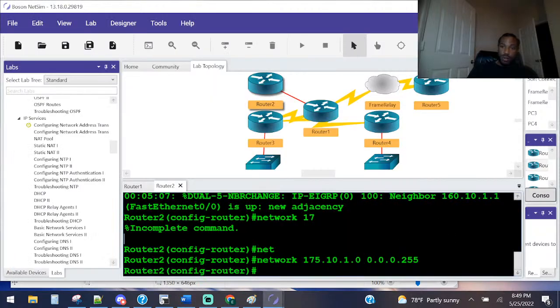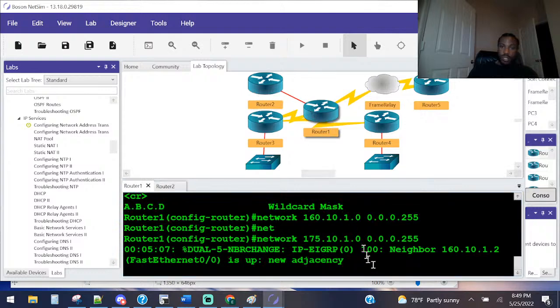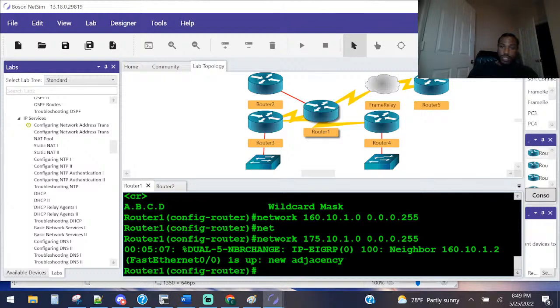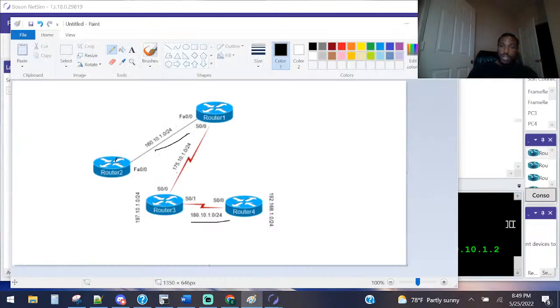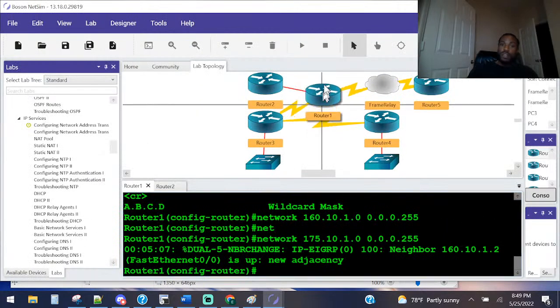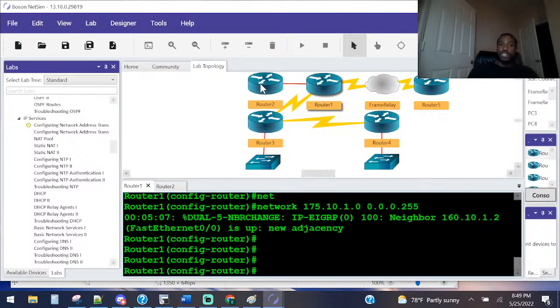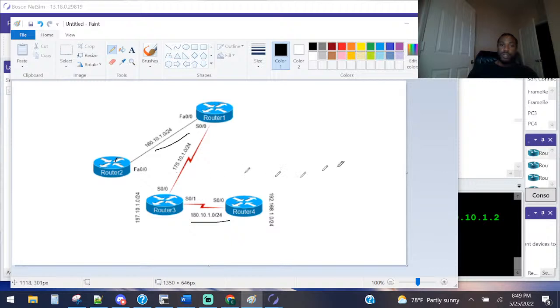Let's triple check our work. 175.10.1.0. We go to router 1, and he is, yeah, 175.10.1.0. So I don't see why they're not neighbors just yet. That's rather interesting. Oh, they're probably already neighbors. You don't need another adjacency. Let's triple check that. Oh, that's why. Duh. That's a different router. So I don't need this network address on that router. Y'all see that? So I can remove that 175 off of router 2.